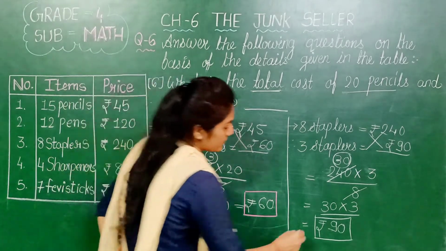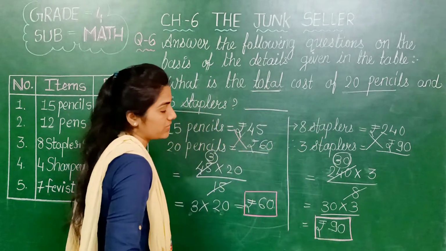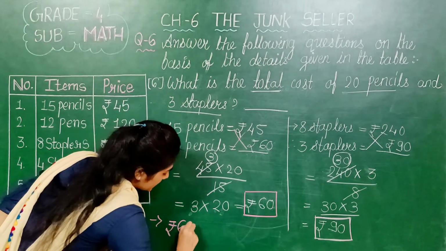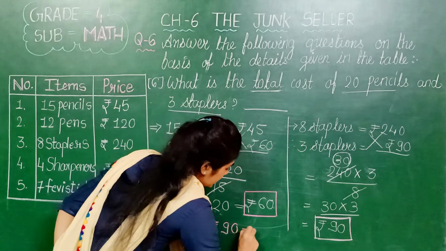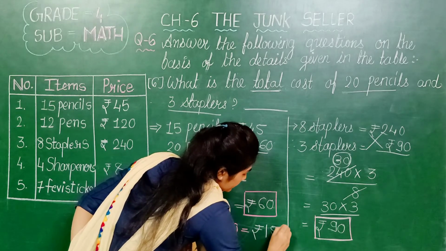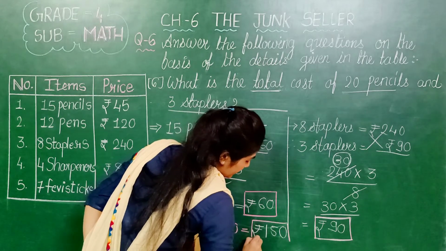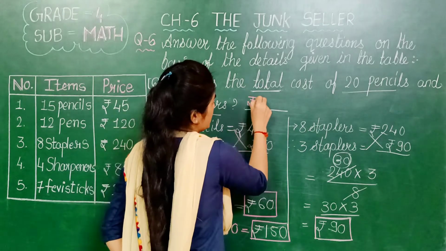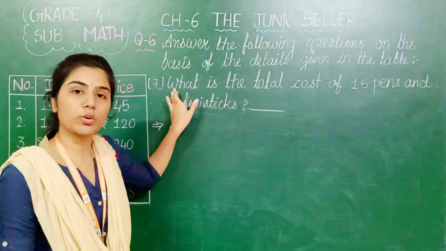So we can do it like this. This 90 and this 60, we can make the addition. So rupees 60 plus rupees 90, the answer we will get is 150 rupees, which is our final answer. So the total cost we have found is 150 rupees. This is your answer.